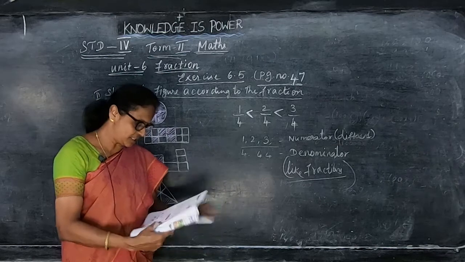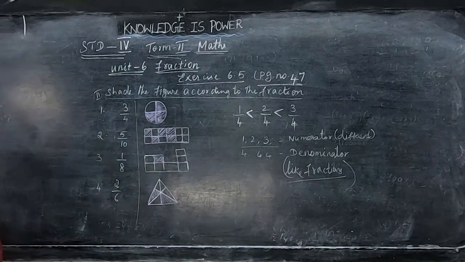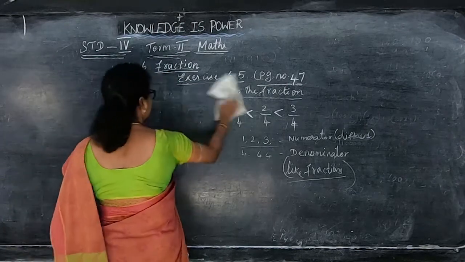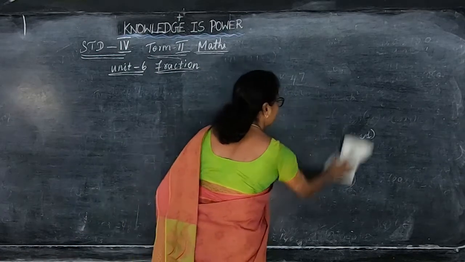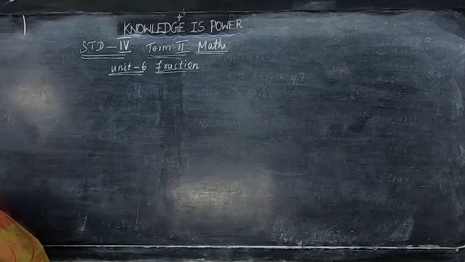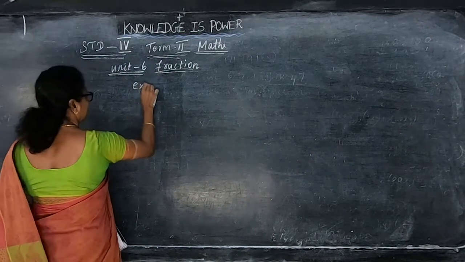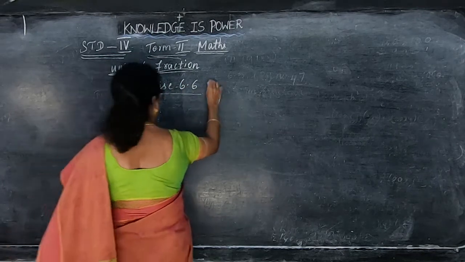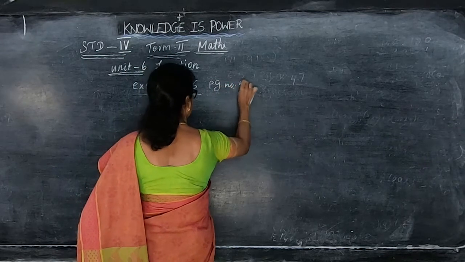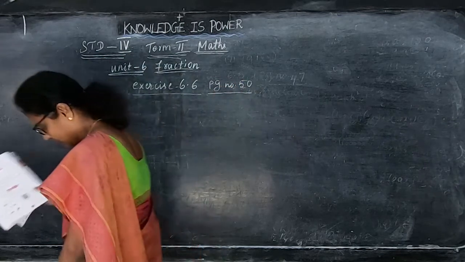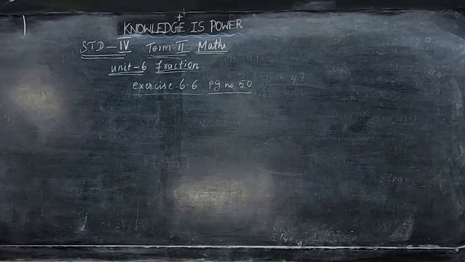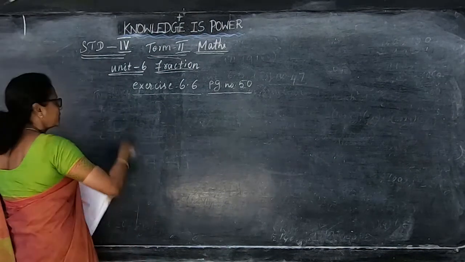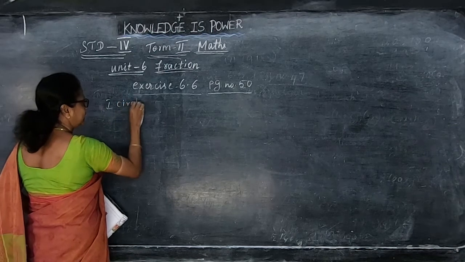Now we will move on to the next exercise, that is exercise number 6.6. Exercise 6.6 is also on fractions only. So exercise 6.6, page number 50. Okay. In this page number 50, circle the greater fraction. For each sum, circle the greater fraction.